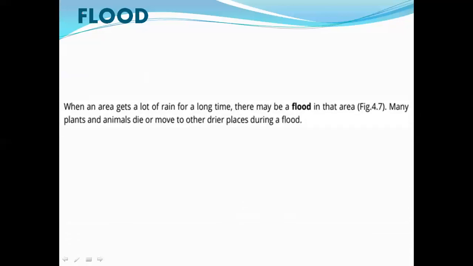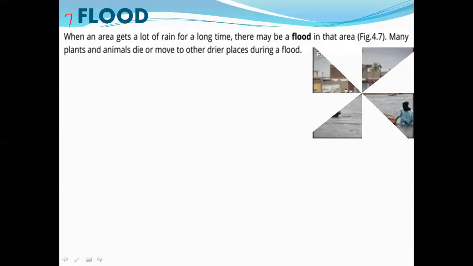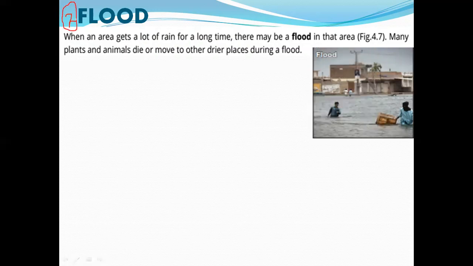Number two, a very important factor which can cause this change in habitat, is flood. When an area gets a lot of rain for a long time, there may be a flood in that area. Lots of rain for many days. So what can happen? Water gets collected in rivers and streams and canals and lakes. So it floods from that place, and the whole area can be affected.